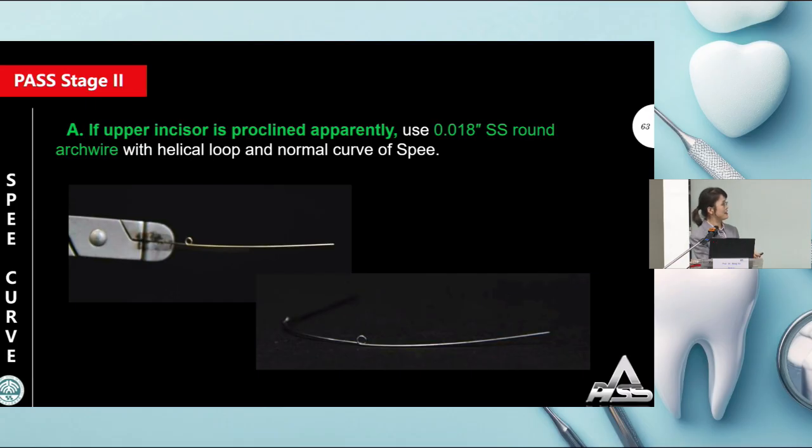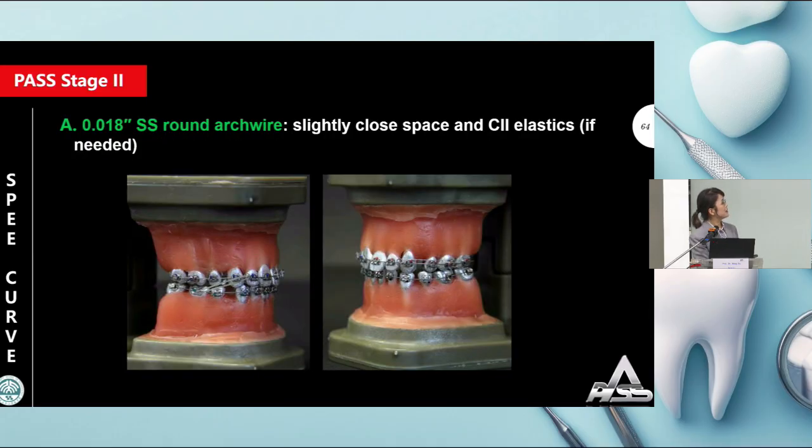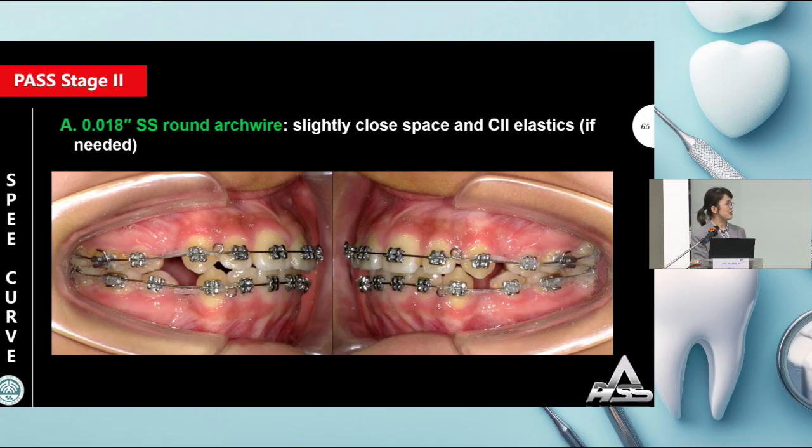Yeah, you've banded it. The 18 SS round wire with a helical loop here can be used for patients with proclined incisors, and it can retract the anterior teeth very fast. We can see the 18 SS round arch wire can slightly close space, and we can use class 2 elastics if we need. In the mouth, we can use it for the retraction of proclined incisors.